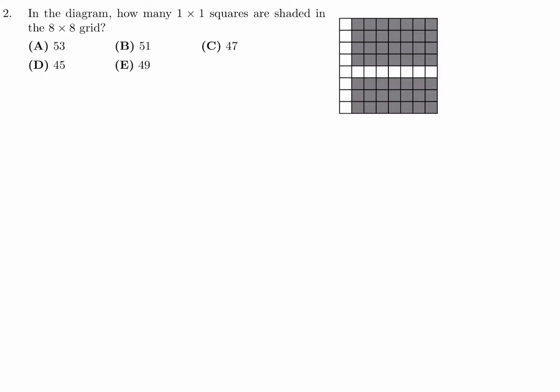How many squares are shaded in the 8 by 8 grid? Well, if it's an 8 by 8 grid, then there's 64 of those squares, and we can count them all, or we can count the ones that are not shaded, which is just 8 and 7, which is 15, and then subtract from 64. Either way, if you do that, it's 49.